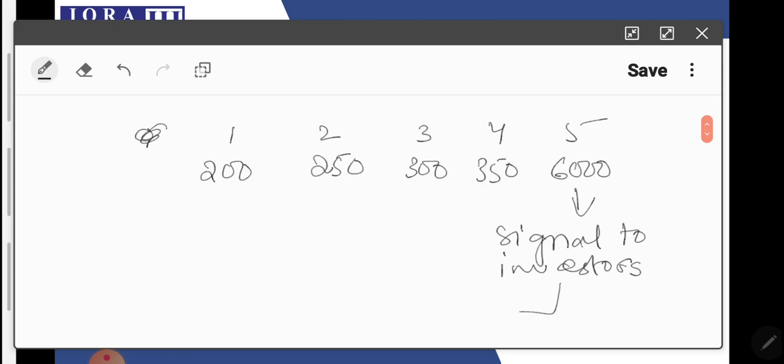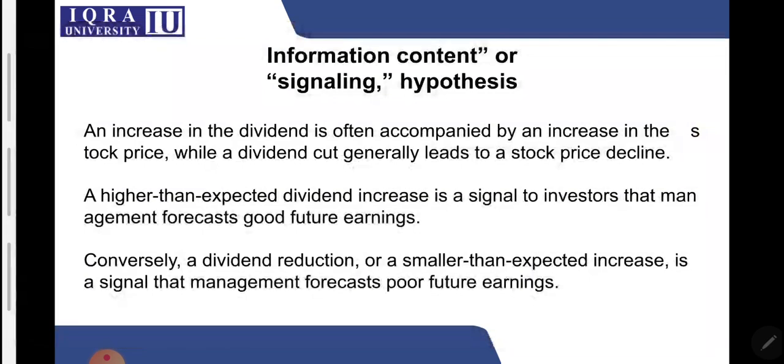So your investors will think this to be a good thing about the future prospects, and therefore they would buy even more shares, which would lead to a price increase. So this is the gist of your signaling theory. Let's go back to the slides.